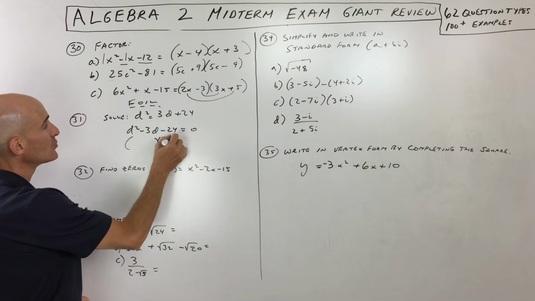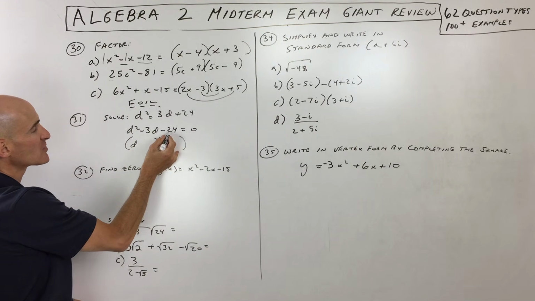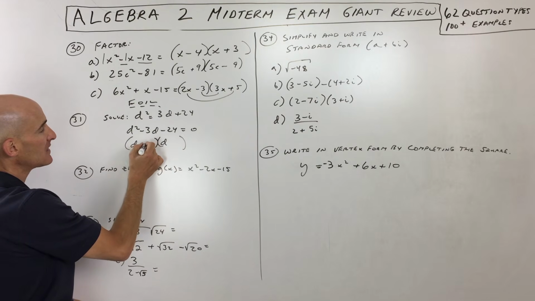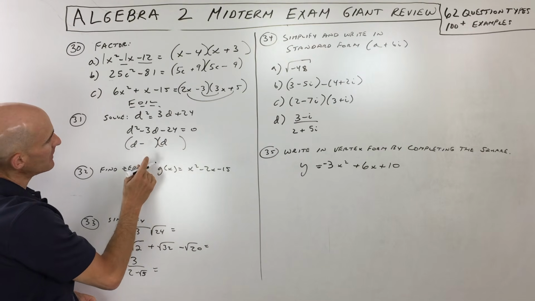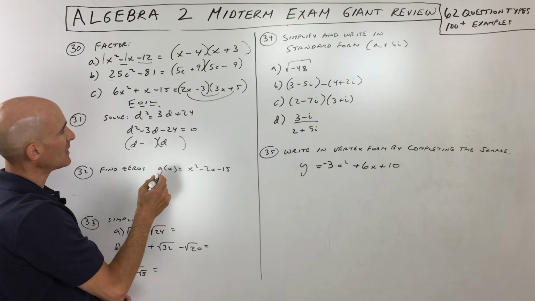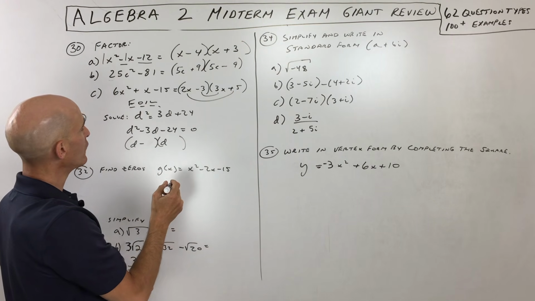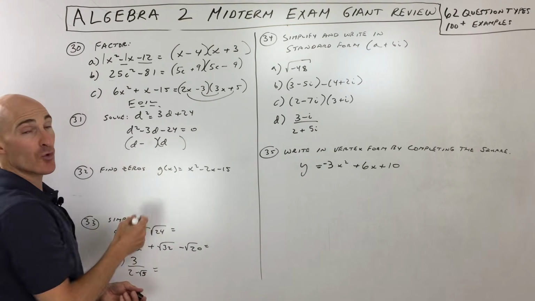Then we're back to what we were doing up here, which is just a factor. We say, what two numbers multiply to negative 24 but add to negative 3? Well, 8 and 3, that doesn't work. 6 and 4 doesn't work. So in this particular one, I would do the quadratic formula.